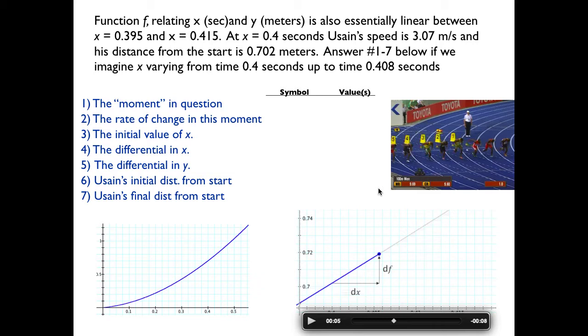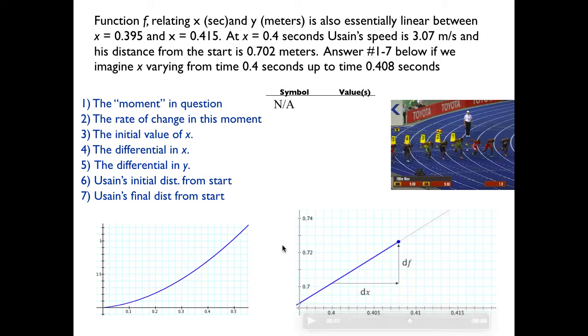I can't quite see where this slider could, a little bit past that. I think it's about there. Oops, sorry. So that's the first one we talked about last time. There isn't a symbol for moment, but see if you can come up with a way to describe the value or values for each of these and the symbol for everything but the first one. So this is at the maximum. As I let x vary from 0.4 to 0.408, you can see this dx, or the variation in x, at its maximum extent right there for the question that we're talking about.